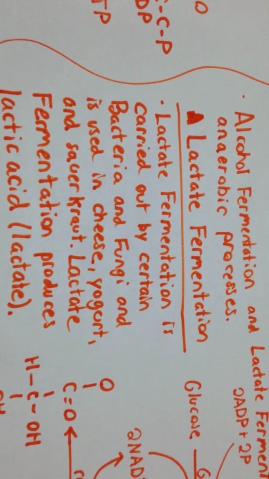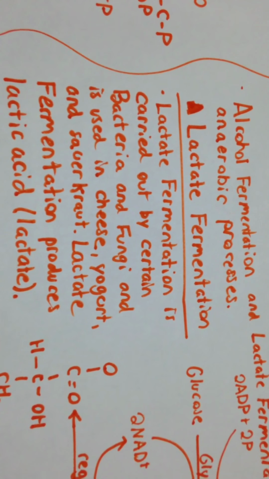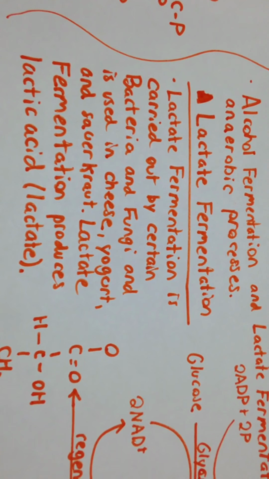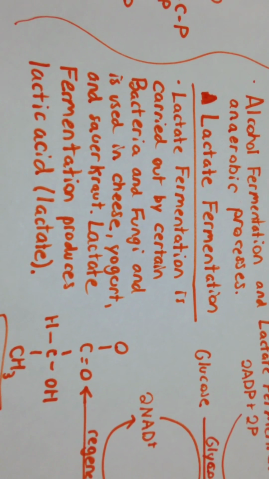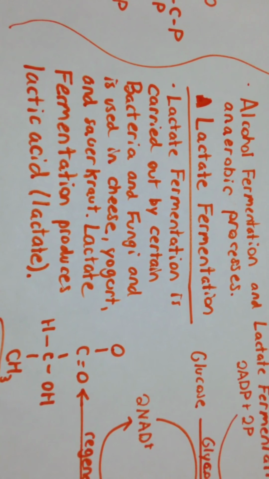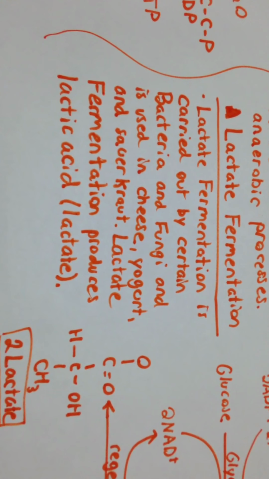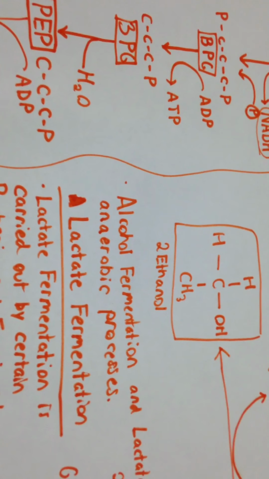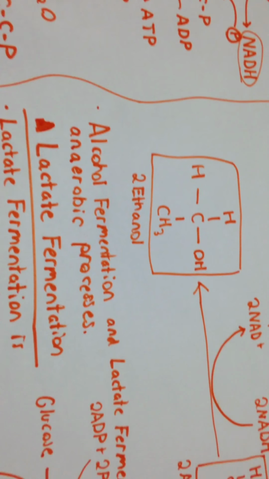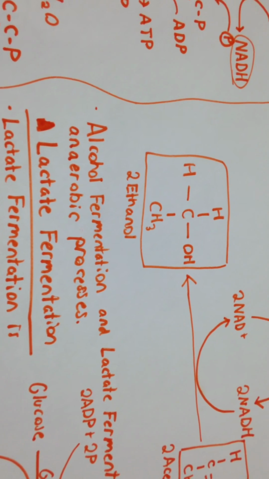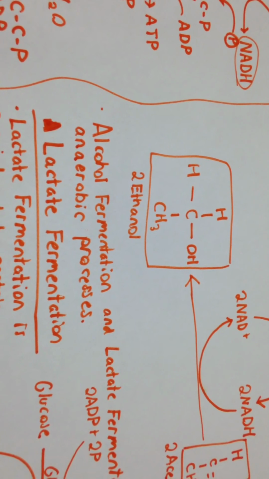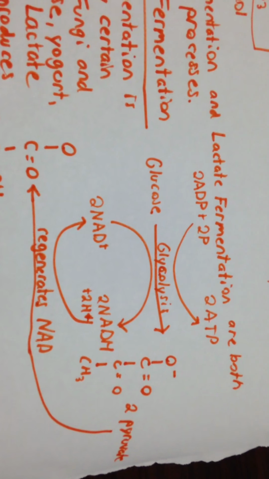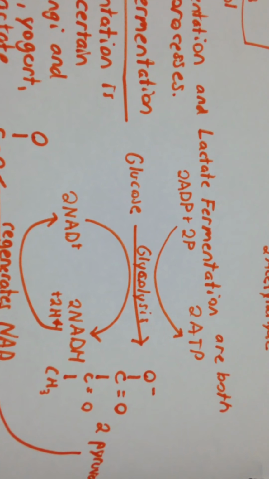Now we'll move on to lactate fermentation. Lactate fermentation is carried out by certain fungi and bacteria, and is used in cheese, yogurt, and sauerkraut, so kind of like dairy products. Lactate fermentation produces lactic acid, also known as lactate. And one other thing I wanted to point out: alcohol fermentation and lactate fermentation are both anaerobic processes, so they don't require oxygen. And then I'll just move on to the process now.